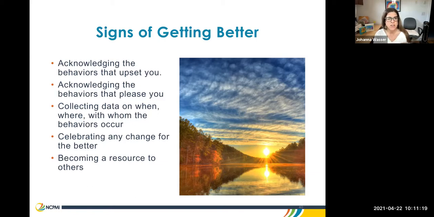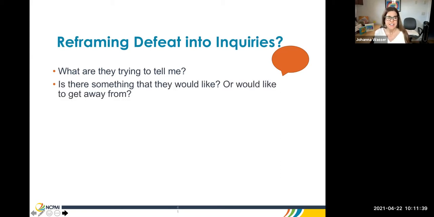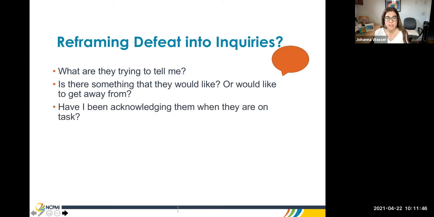What is it that that child is trying to tell me so I could help support them? So it's just that mind shift change. Okay, so here are some reframing from defeat into inquiries, right? So what is he trying to tell me? Is there something that they would like, or is there something they want to get away from? Have I been acknowledging that child for them being on task, right?